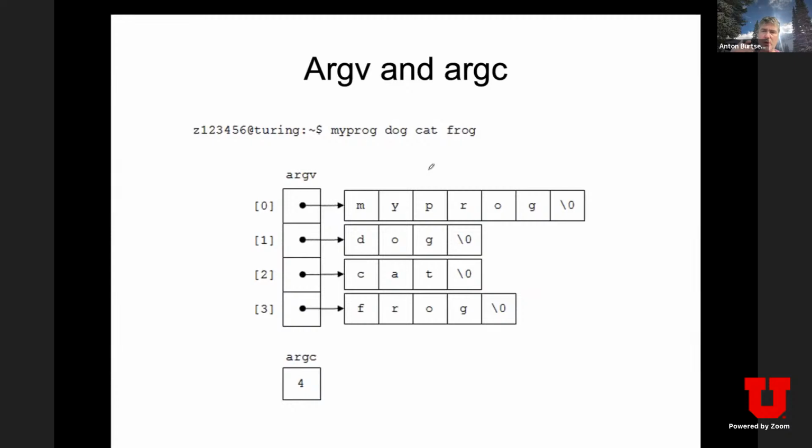If you want a more accurate depiction of that, this is another example where you call myprog from the shell, and you pass 3 arguments: dog, cat, and frog. argc will be 4 because in the argv array, pointer 0 is a pointer to the string myprog, which ends with 0, by the way, but it's a string. Argument 1 is a pointer to dog. Argument 2 is a pointer to cat. And argument 3 is a pointer to frog, right?